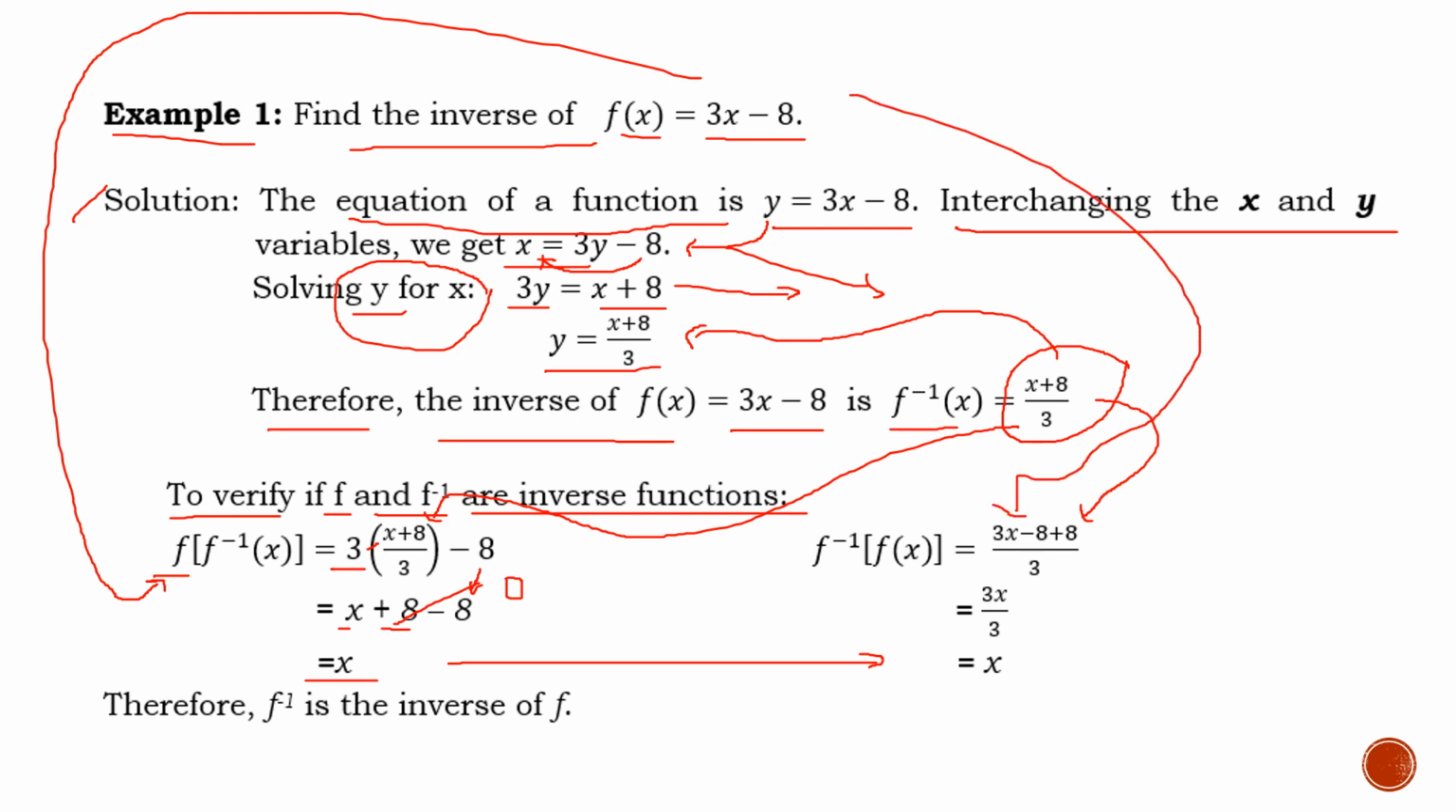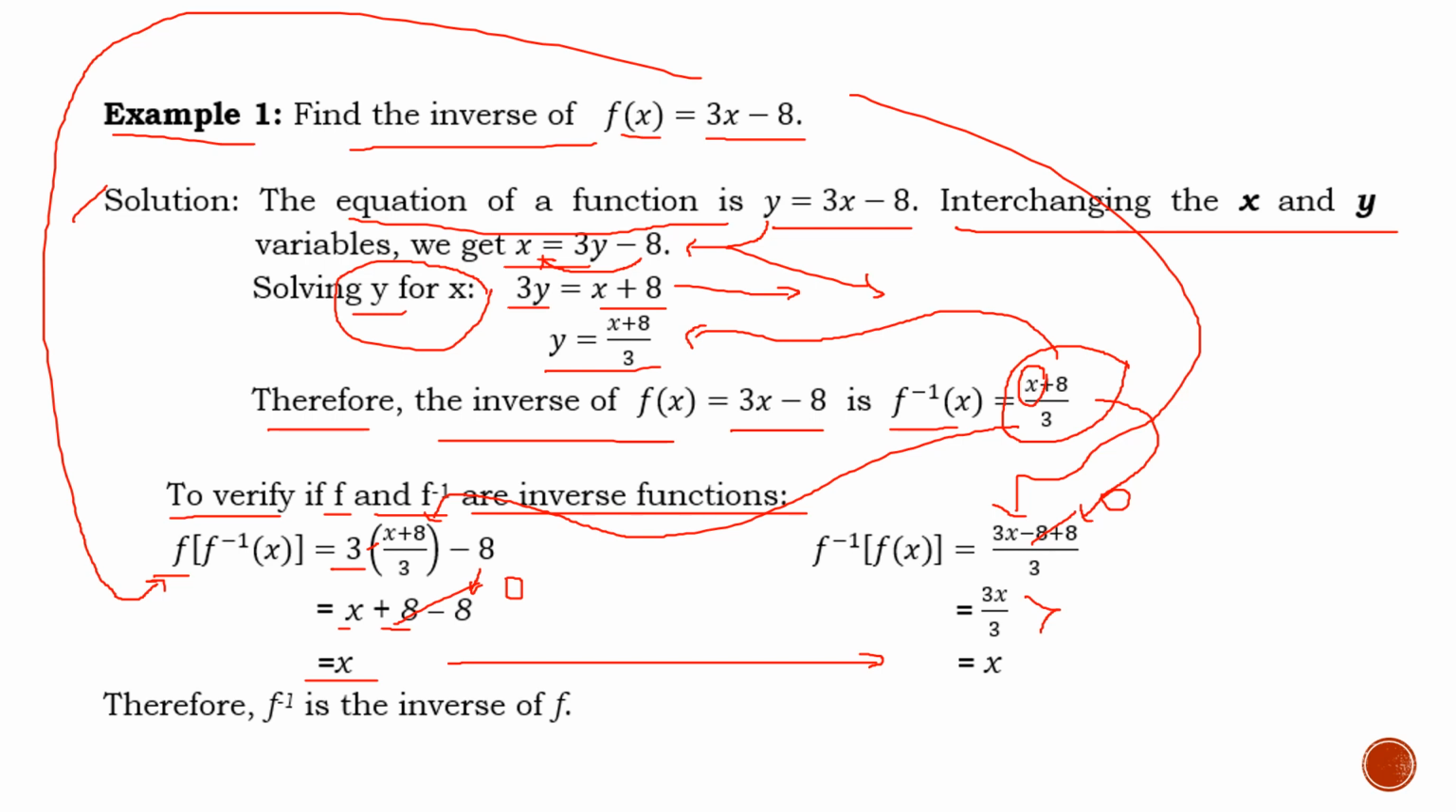3x minus 8, because we substitute 3x minus 8 to your x variable in your inverse function. So it becomes 3x minus 8 plus 8, we copy your 8 over 3. So since negative 8 plus 8 now is equal to 0, the resulting value will be 3x over 3.